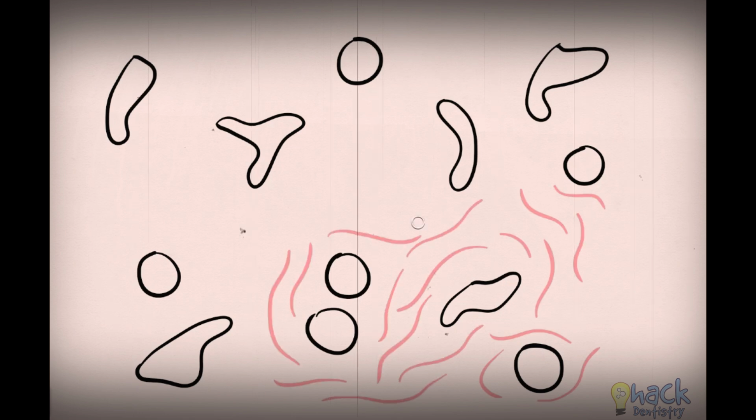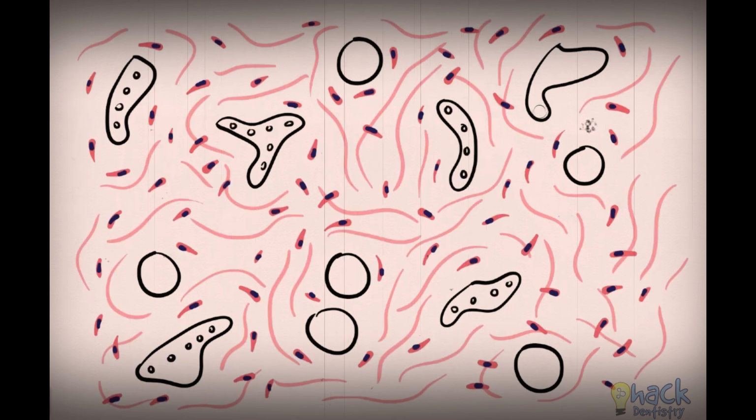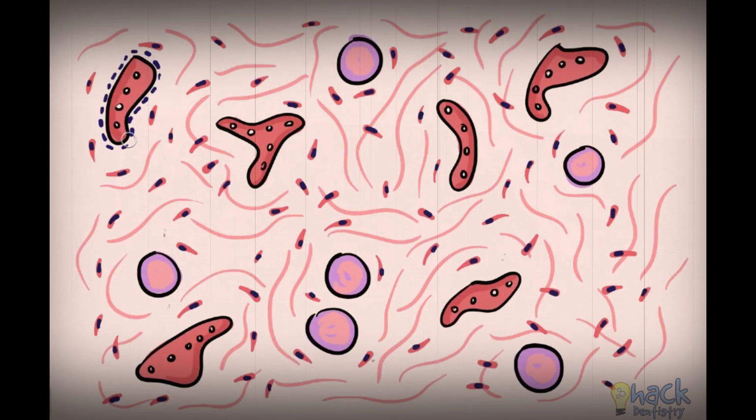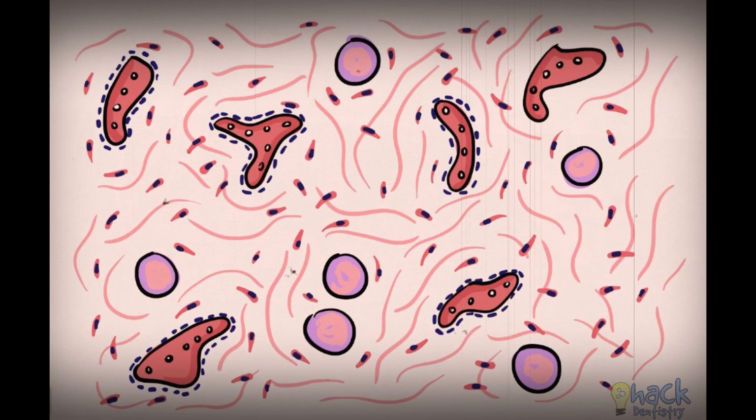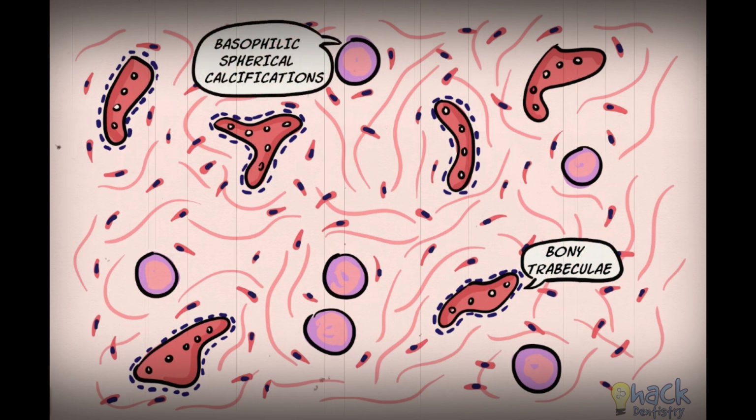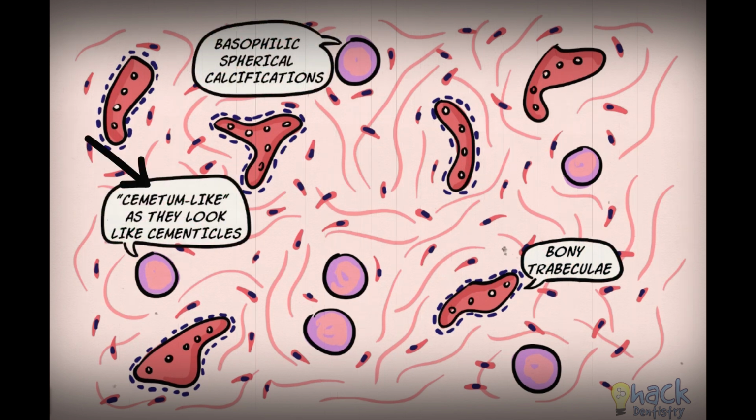Before we dive into the specifics of the lesion, let us try to understand a few concepts to better comprehend the controversies behind nomenclature and etiology of the lesion. Now, under the microscope, ossifying fibroma shows calcification in the form of bony trabeculae and basophilic spherules, which appear similar to cementum-like material. These spherules of calcification were thought to be cementum-like due to the fact that they appear similar to cementicles.